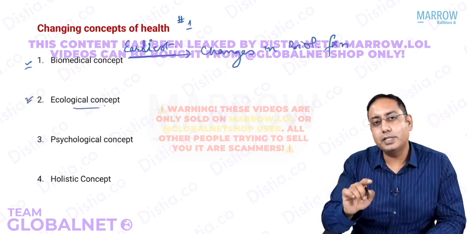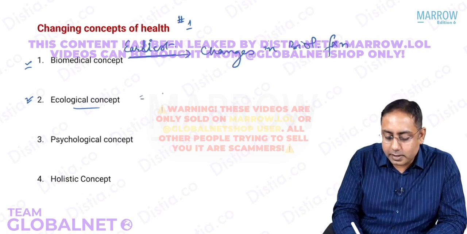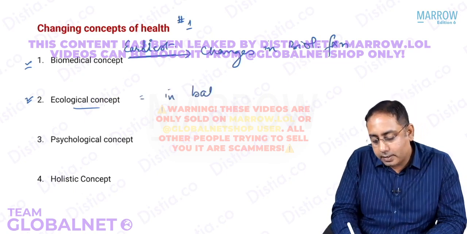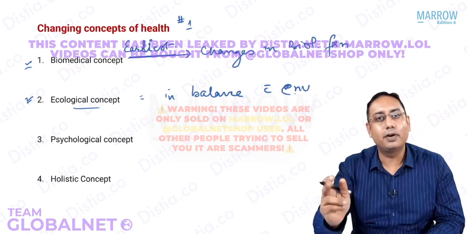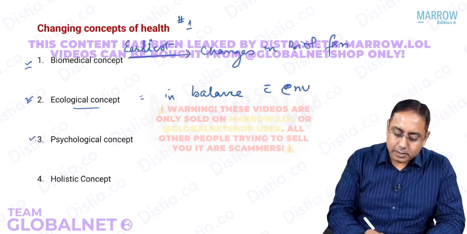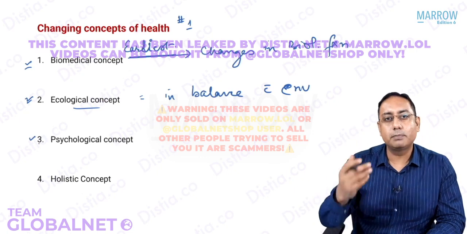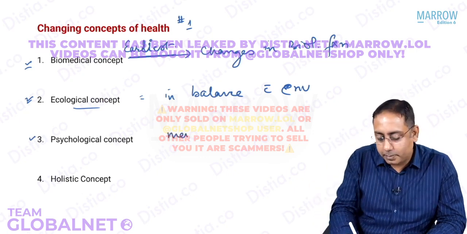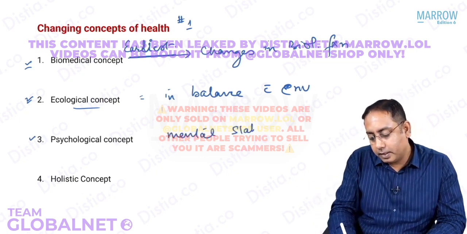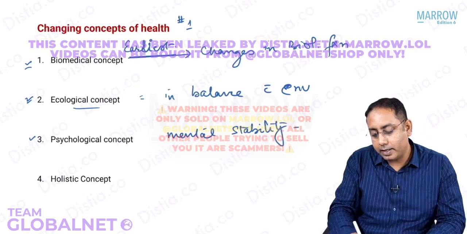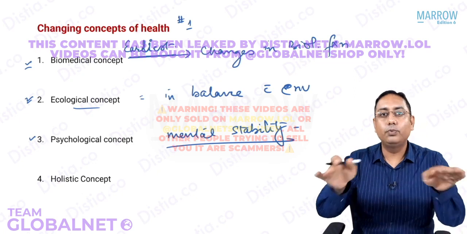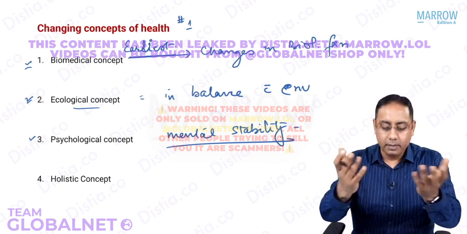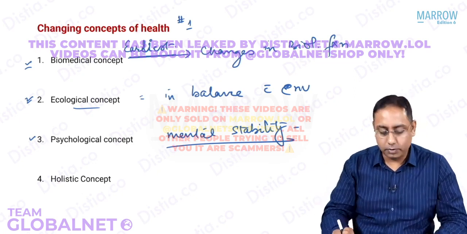When do we say that a person is healthy? If the person is in tune or in balance with the environment, we call it the ecological concept. Then the psychological concept: if the person is mentally stable, able to think properly, and the mental state is in tune with the physical state of the body. That is the psychological concept.